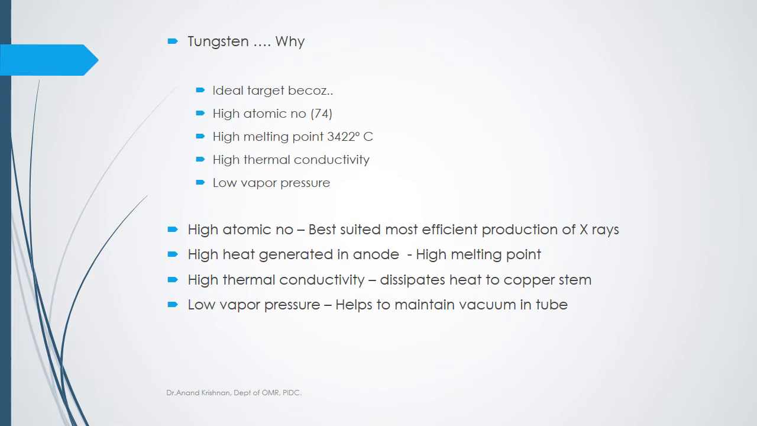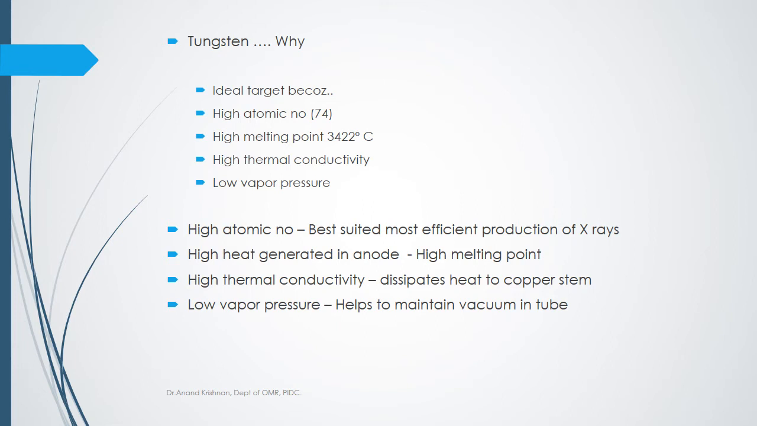Why? Because it's an ideal target when it comes to anode, and it has a very high atomic number, which means it has a high melting point, high thermal conductivity, and low vapor pressure. Any material, when you subject it to constant heat, has the tendency to vapor off. Here, because it is within a vacuum tube, the vapor will interfere. So we need something that has a very low vapor pressure and very high melting point, so that it does not give up that easily.